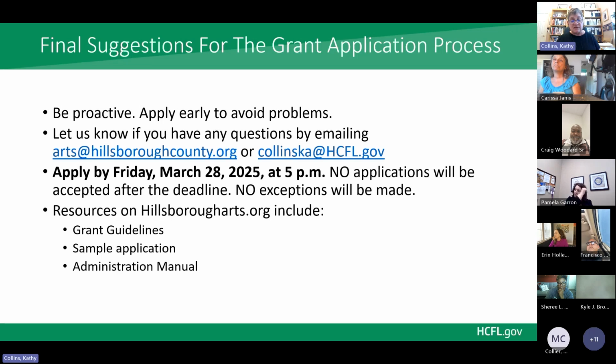We have included a sample application. The grant guidelines and last year's administration manual are on our website at hillsborougharts.org. You can print out the application and you can see it. You can also print out the application on Neighborly once you sign in, and then you can work off the prompts and the information, so you can gather everything and get it prepared offline.